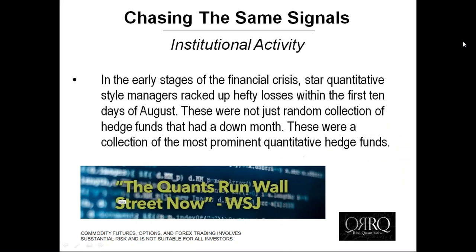Chasing the same signals. In the early stages of the financial crisis, 2007 to 2008, the superstar funds, the quant funds, racked up hefty losses within the first 10 days of August. These were not just a random collection of hedge funds that had a bad month. These were a collection of the most prominent quantitative hedge funds, the ones that had stellar returns year after year before the financial crisis. So what we learned was that these funds were basically in the same trade.